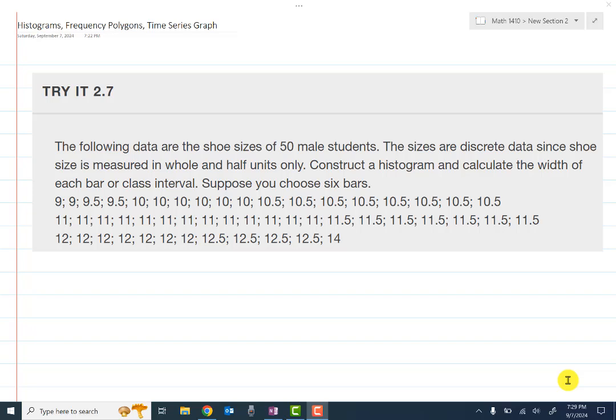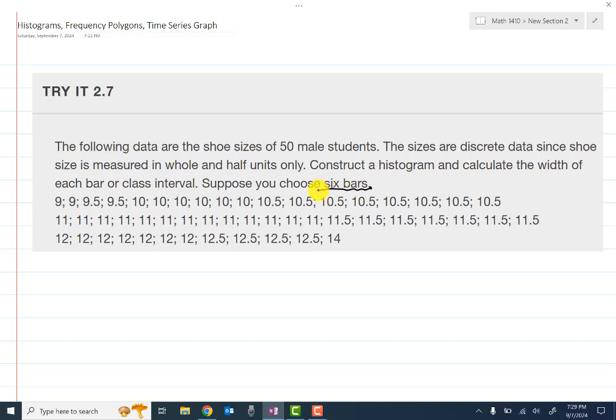This section that we're going to be doing is section 2.2 of your textbook. We're going to look at histograms first. So I've brought up an example on how to do that. What you want to do is try to figure out how many bars you're going to have in your histogram, because this is going to be something of a bar graph. So this says 6 bars.